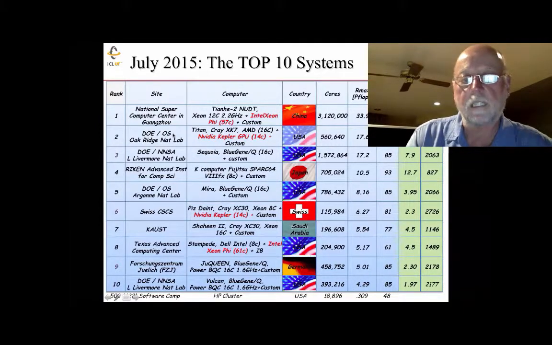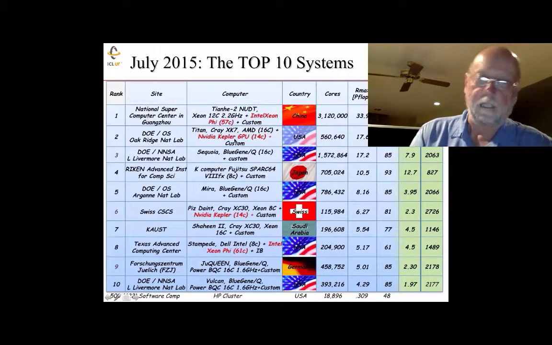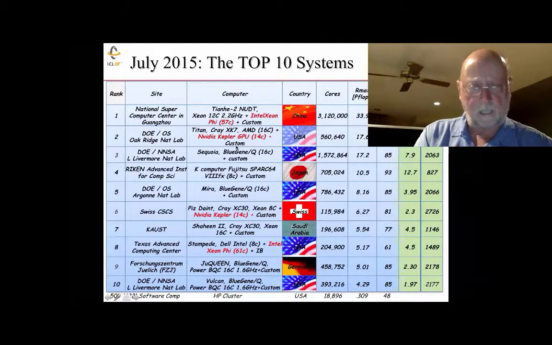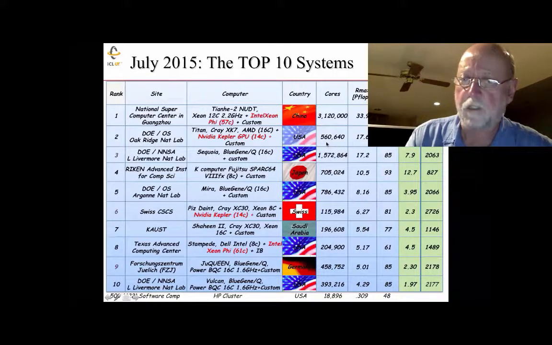If we go down the list, the #2 machine is at my lab, Oak Ridge National Lab. It's a machine made by Cray. It has AMD processors with a Kepler accelerator. It uses a custom interconnect that Cray has designed. This machine has about 500,000 cores in it.